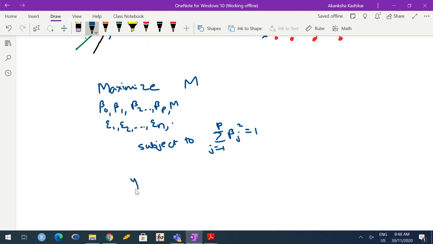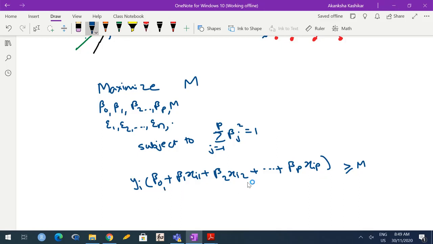In the next statement, we are going to introduce epsilons and make a small change. The next part initially said yi times (beta naught plus beta 1 xi1 plus beta 2 xi2 plus ... plus beta p xip) should be greater than or equal to m. This was my initial statement, right? If you substitute xi into the equation of the hyperplane and it gives a negative value, you allot it to class -1 so that the product is positive, and you make sure that it is greater than m so that the margins are preserved.